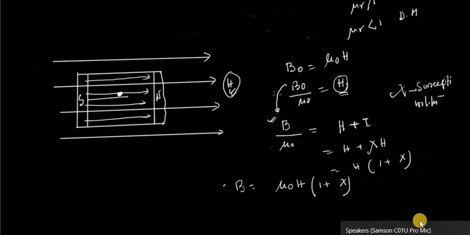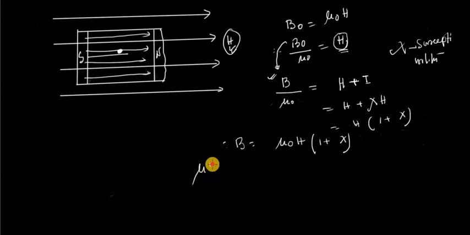So I is equal to chi H, taking H common, 1 plus chi, so B now becomes mu 0 into H into 1 plus chi. And what is B? B is mu into H. Mu is the permeability of the sample. Or you can say B is mu 0 into H, which is B0, into 1 plus chi. So you can say that the number of lines of force inside the sample now increases from B0.